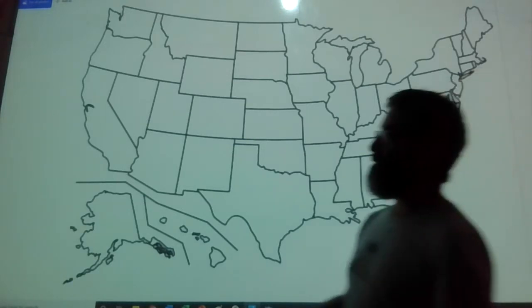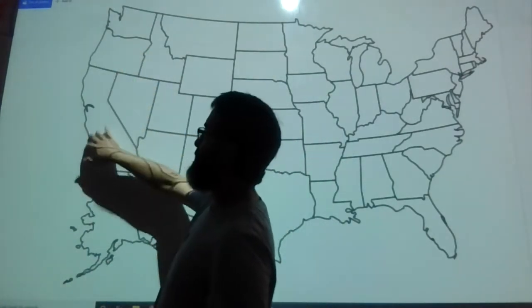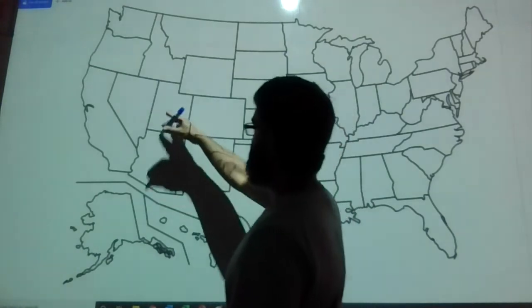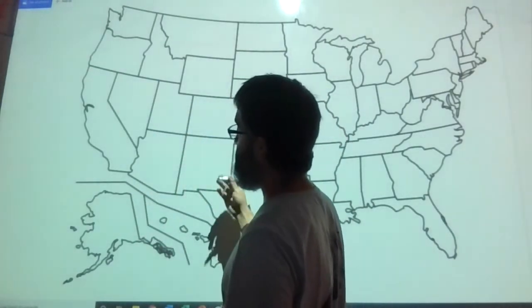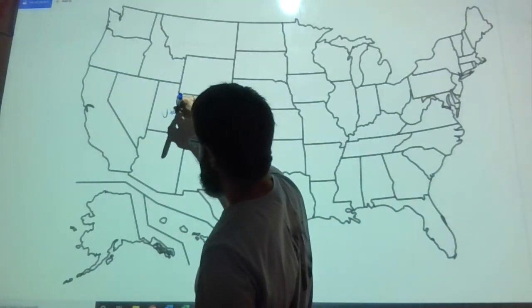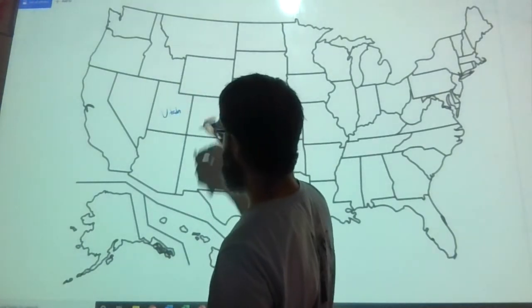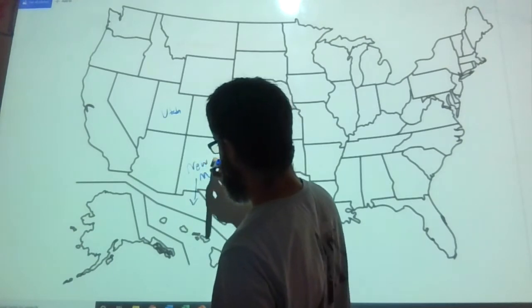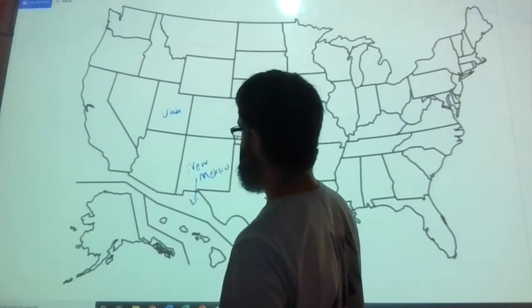We'll see. I'm assuming you know Washington, Oregon, California, Nevada, and Arizona is right next to us. These collectively are known as the four corner states, right? Arizona, Utah is here, named after the Utes who used to live there. This one is right next to Mexico, so it is New Mexico, right? I'm assuming you know Texas.